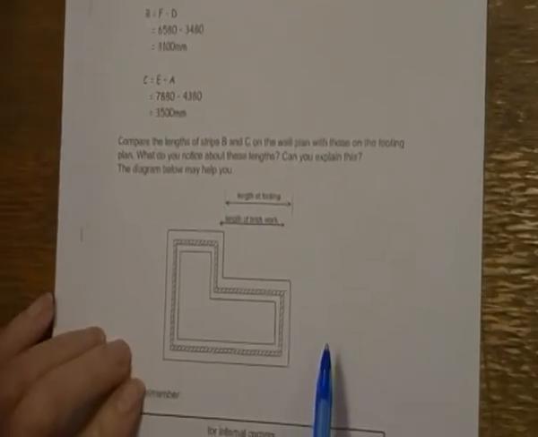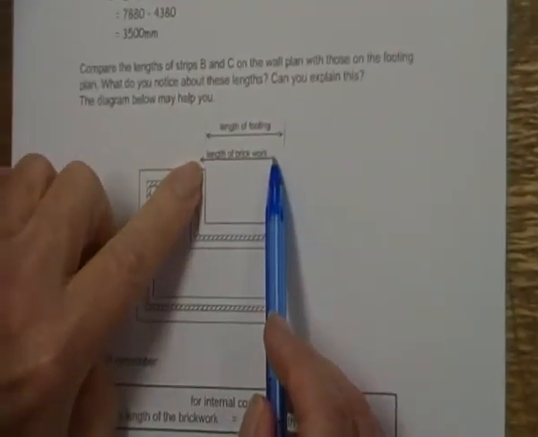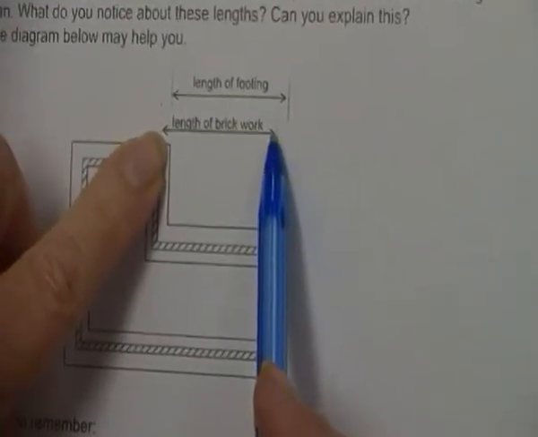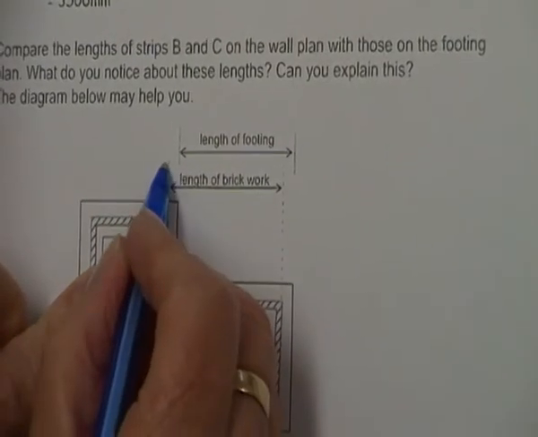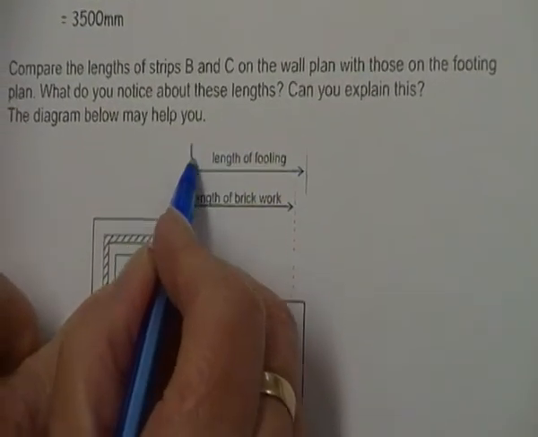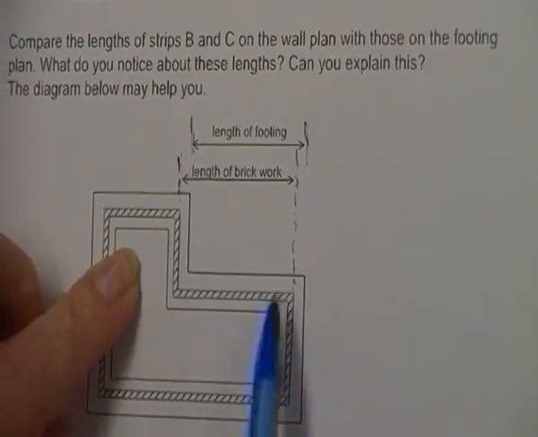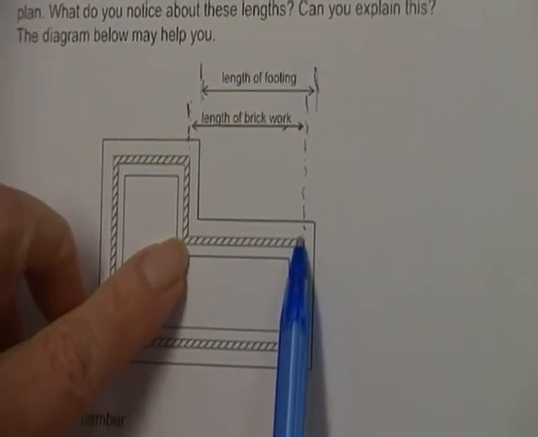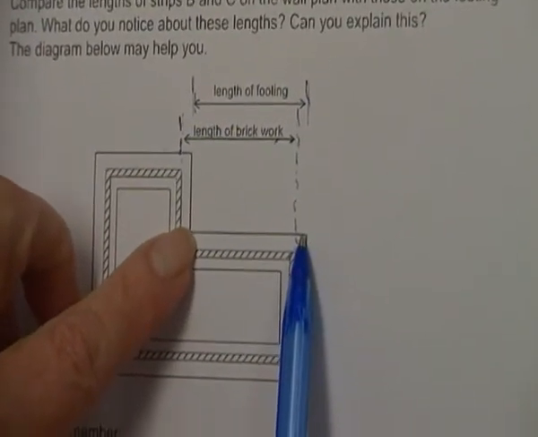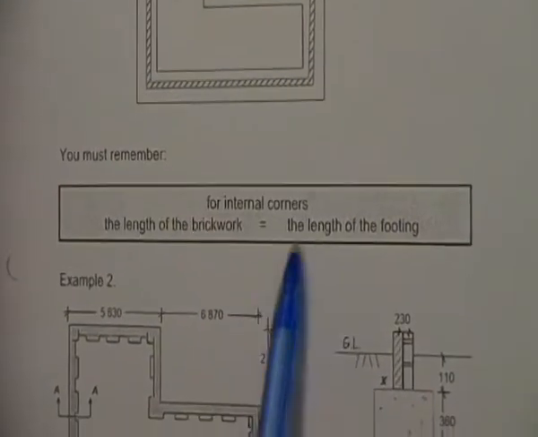So the rule is that the length of the brickwork for an internal corner is the length of the footing. Because what is happening here is that there's the length of our brickwork, and here is the length of our footing. It stays the same. So the rule is, for internal corners, the length of the brickwork equals the length of the footing.